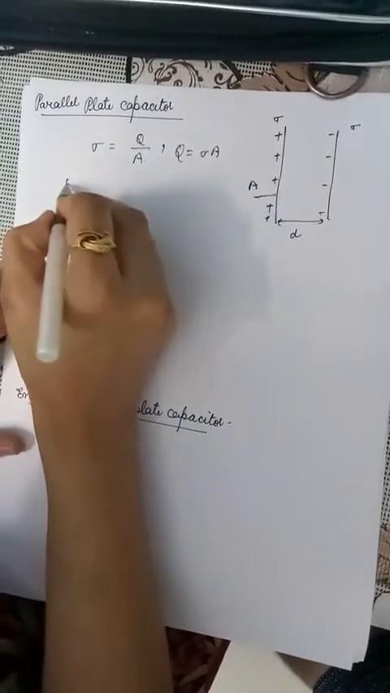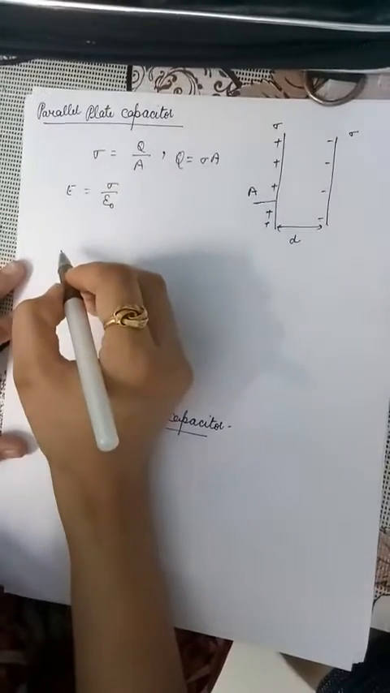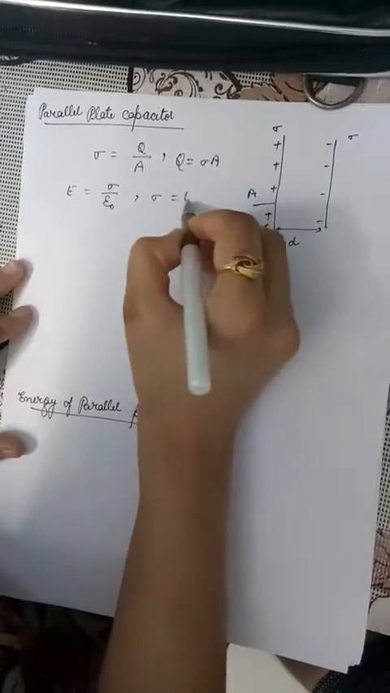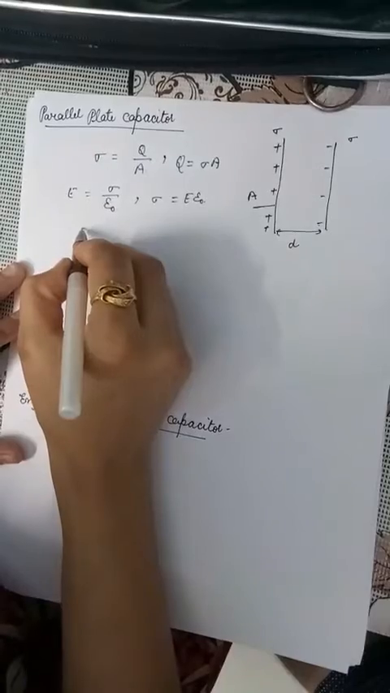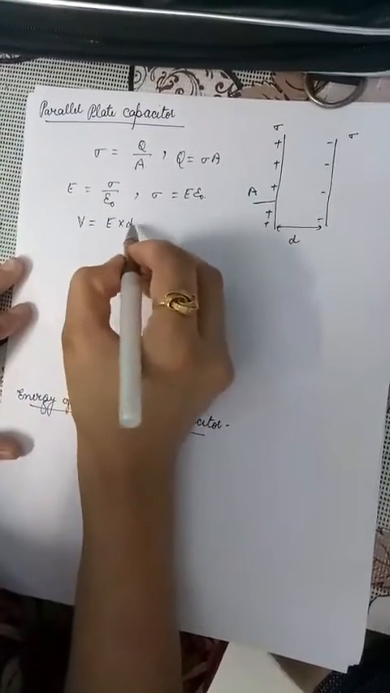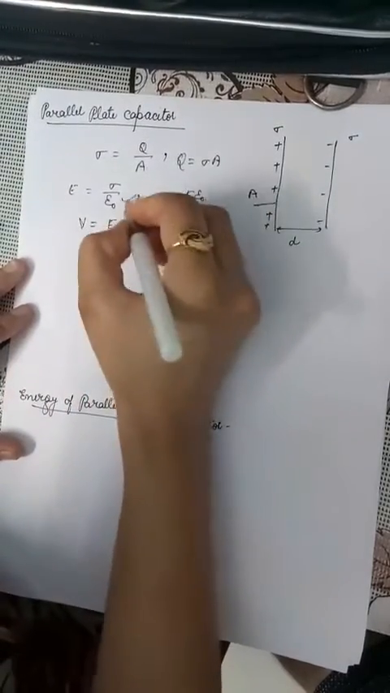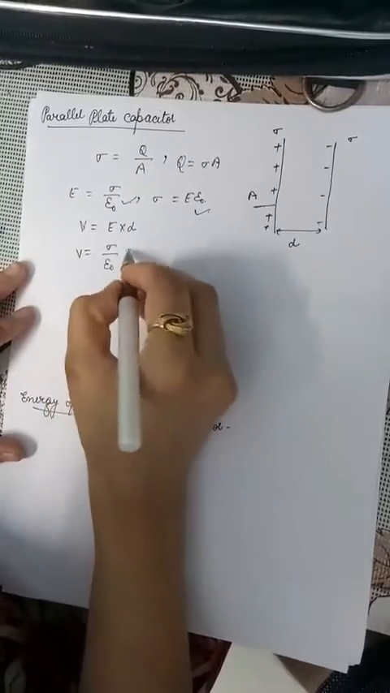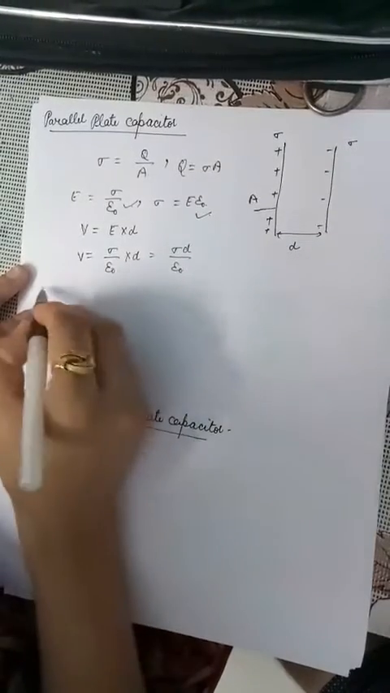We know that the electric field is equal to sigma over epsilon naught between the plates of the capacitor. So sigma will be E into epsilon naught. As the potential difference between the plates, V is equal to E into D, so we will put the value of E. So V is equal to sigma over epsilon naught into D, so sigma D over epsilon naught.